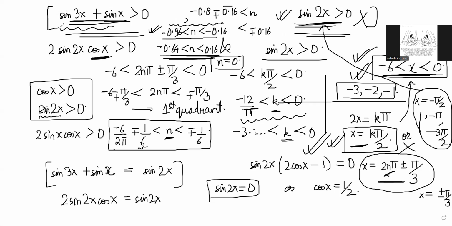So basically, the question was not difficult to get the answer. The difficult part in the question is to check the conditions where the roots are valid. Do you understand? Okay. So that is the thing that you have to learn how to do.